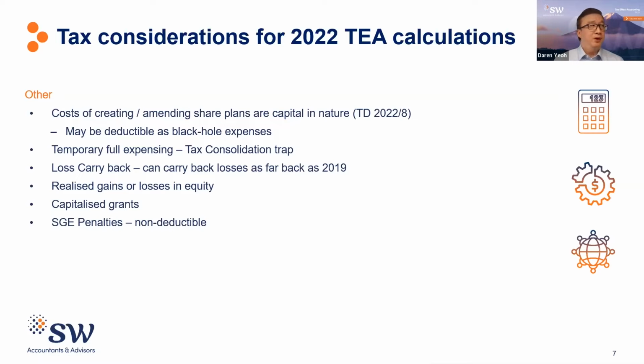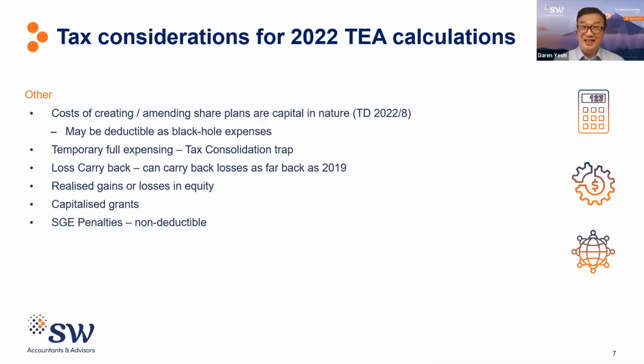Another two points, and it's a perennial issue. Sometimes there might be realized gains or losses which you post to equity, and this applies when you apply hedge accounting. It's often missed because it doesn't hit your profit and loss account, and your accounting team has not informed you that there are realized gains or losses in equity. So that's something that you should check.